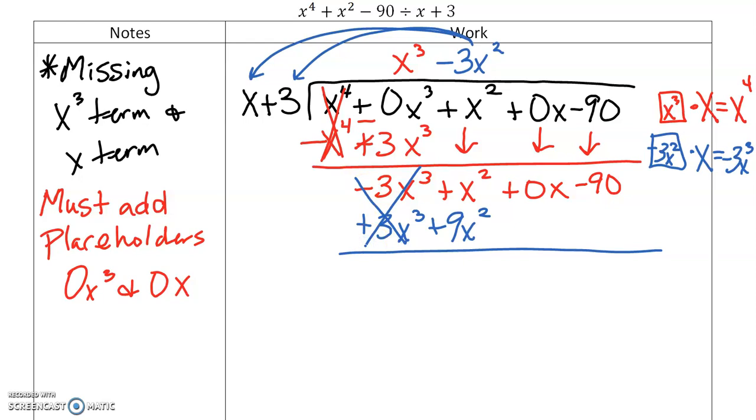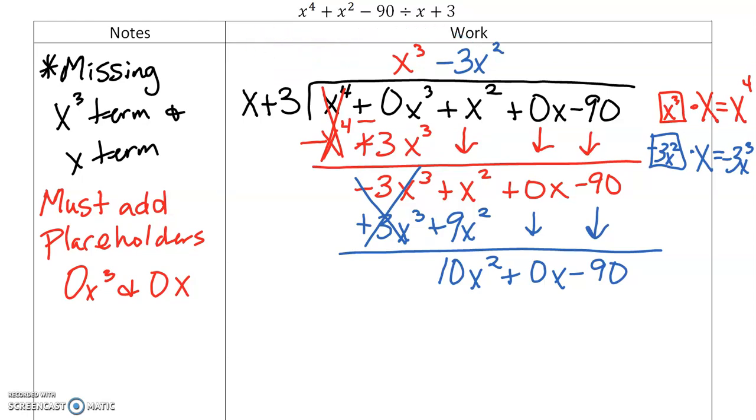My x cubed terms are gone. Now I have a 1x squared and a 9x squared, so that gives me a 10x squared. Bring it all down. Okay, and repeat. Get rid of all that blue stuff there. What times x gives me 10x squared? Well, I'm going to need a 10, and I'm going to need an x. So that's a positive 10x.